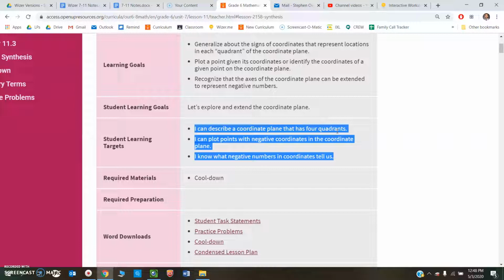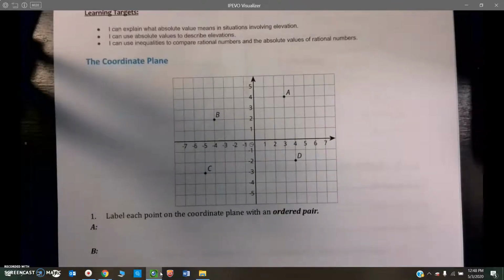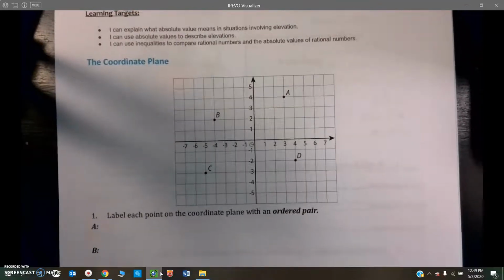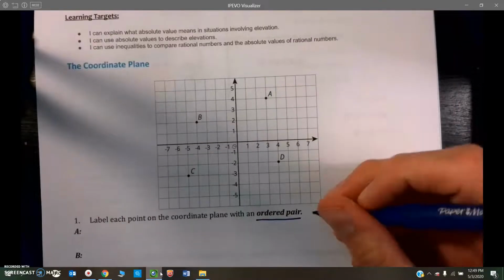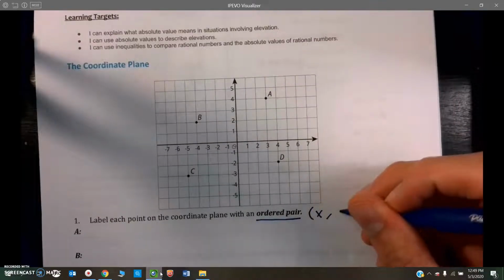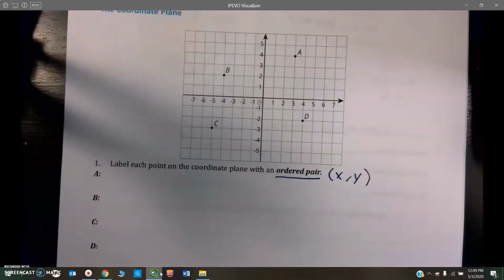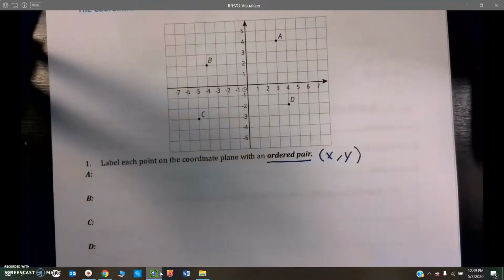I can plot points with negative coordinates in the coordinate plane, and I know what negative numbers and coordinates tell us. Okay. So, looking back, here we have a coordinate plane with 4 different points, and they want us to write an ordered pair for each point. An ordered pair is how we write points on the coordinate plane, and they are always in an XY pair. So at this point, if you want to go ahead and pause the video and try and write the ordered pairs yourself.